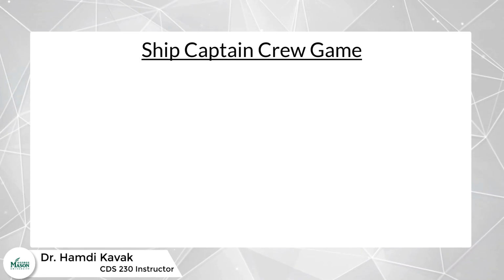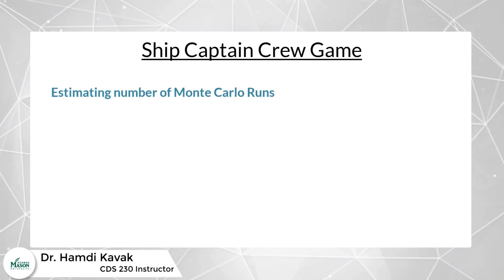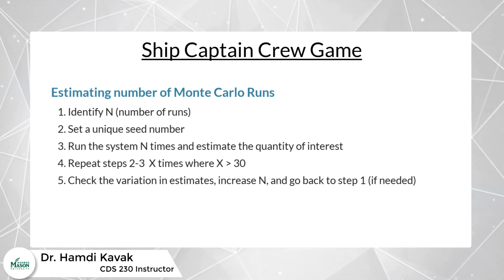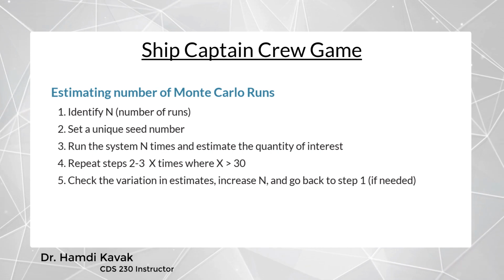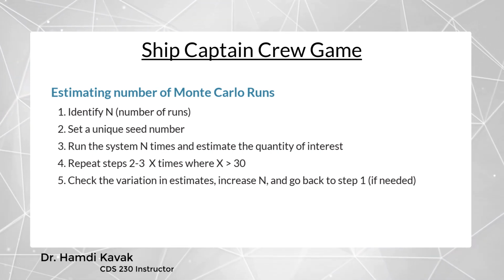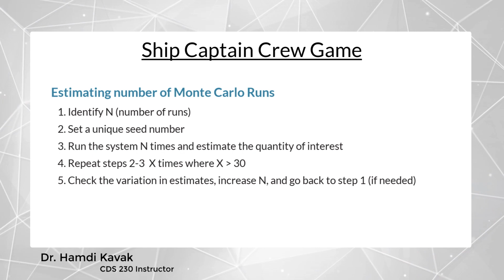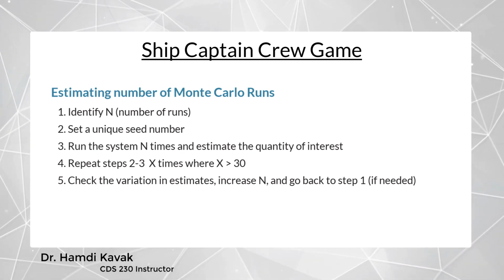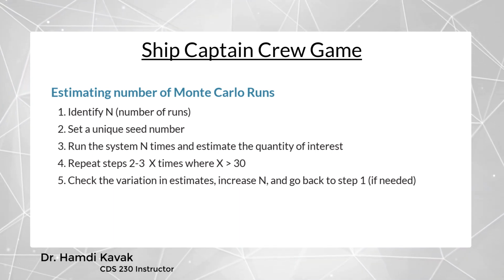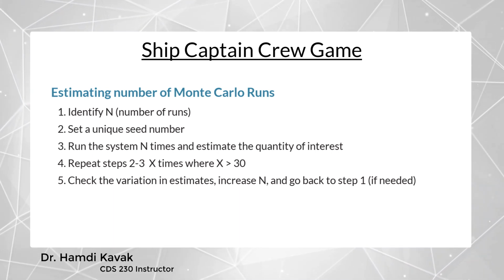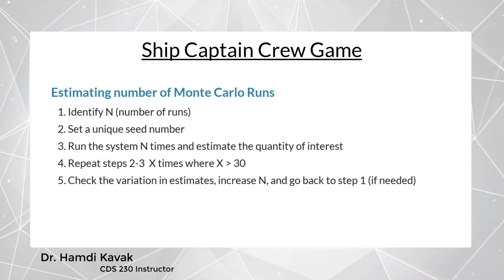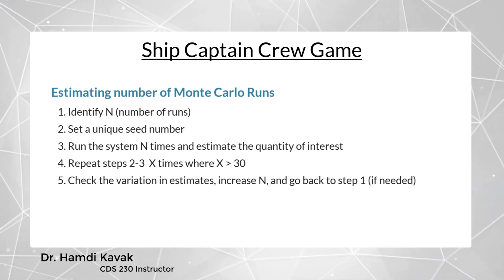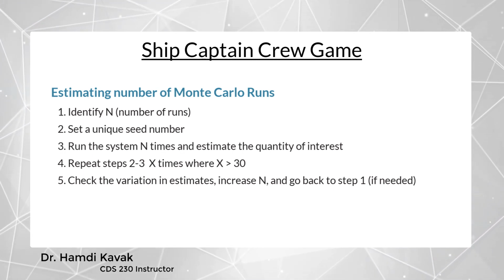So in essence, we can summarize this in 5 steps. First, identify n, which is the number of runs. Second, set a unique seed number for the pseudo-random number generator. Third, run the system n times and estimate the quantity of interest. Fourth, repeat steps 2 and 3 x times, where x is usually more than 30. And fifth, check the variation in the estimates, increase n, and go back to step 1 if needed.